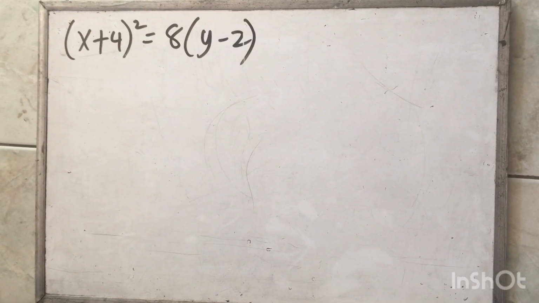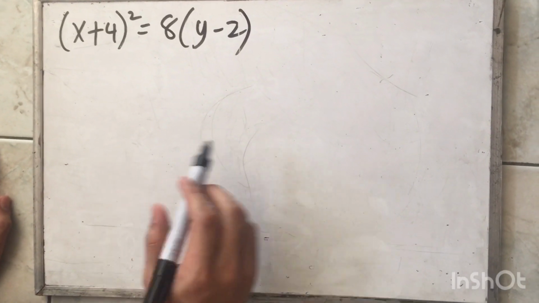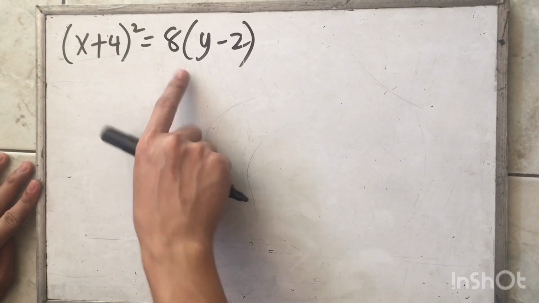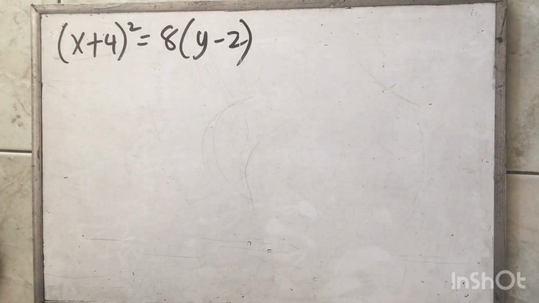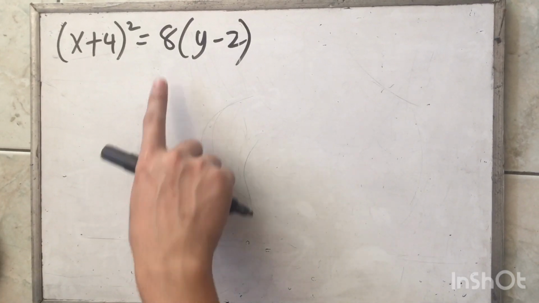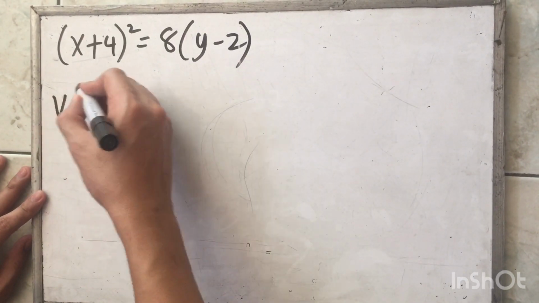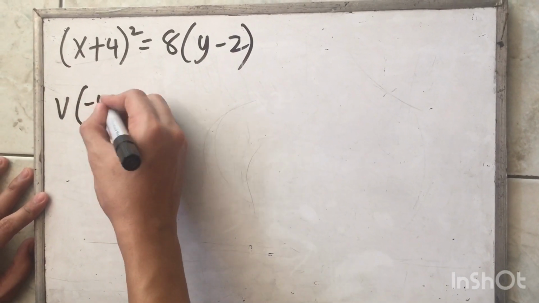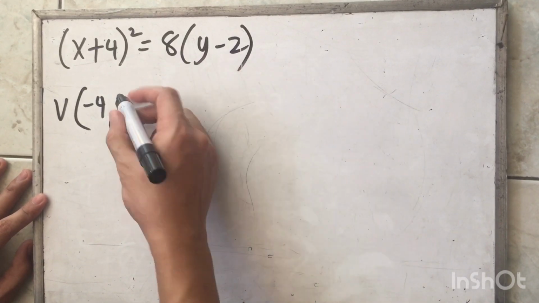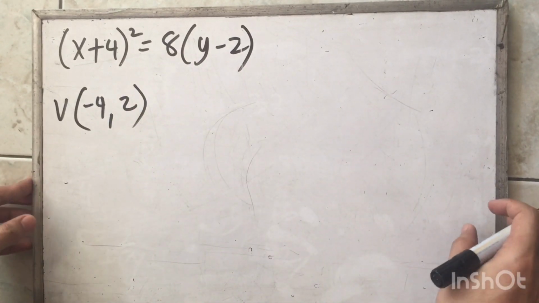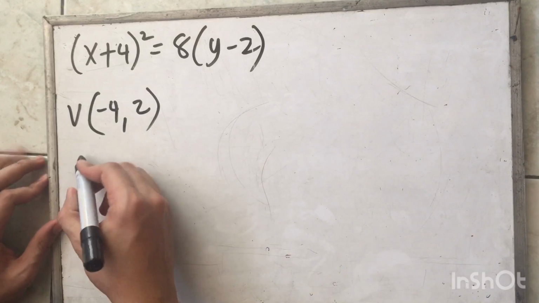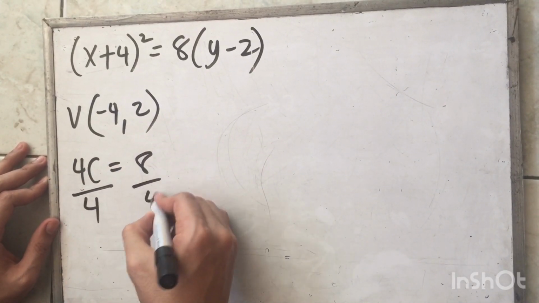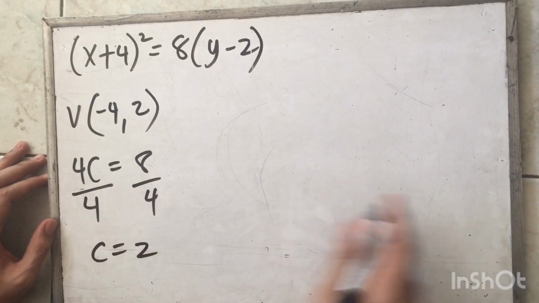And the equation implies that the parabola opens upward because 8 is positive. So in order for us to determine the focus, directrix, vertex, and the axis of symmetry, we have to solve for c. But first, we're going to determine the vertex, that is h and k. h is negative 4 and k is positive 2. So let's solve: 4c = 8. Divide both sides by 4. That means c = 2.